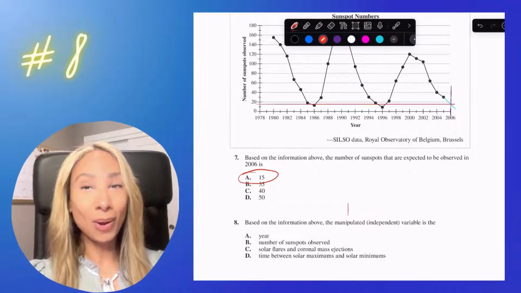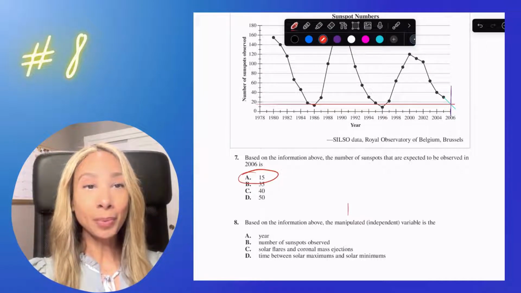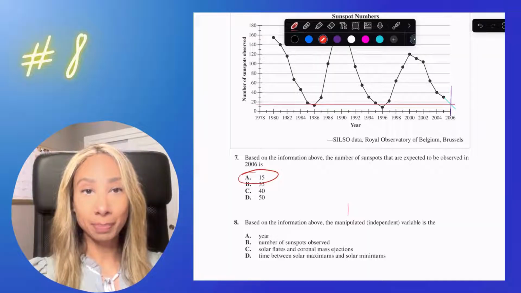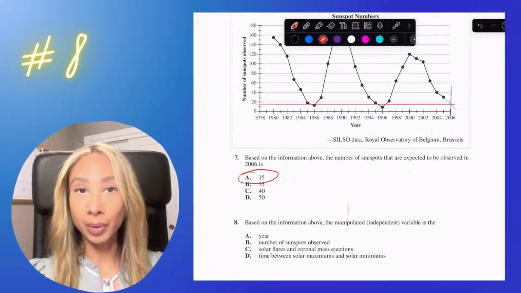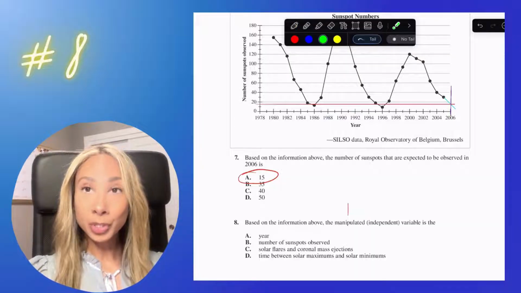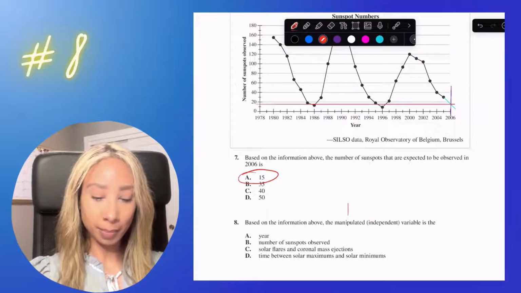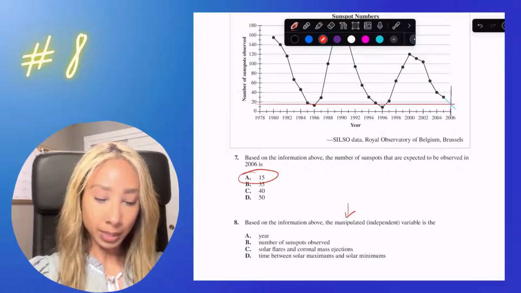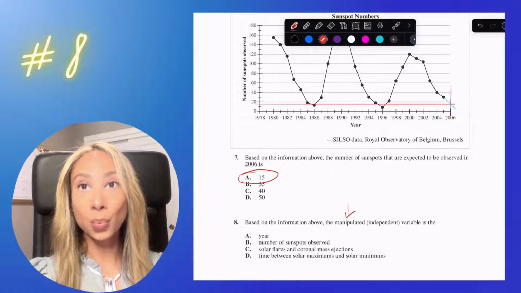Okay, number 8, so it also goes along with the graph. Number 8 asks us, based on the information above, the manipulated variable, or independent variable, is the blank. There are two ways we can think about this. The first way is that with our manipulated variable, we're basically saying what changed.